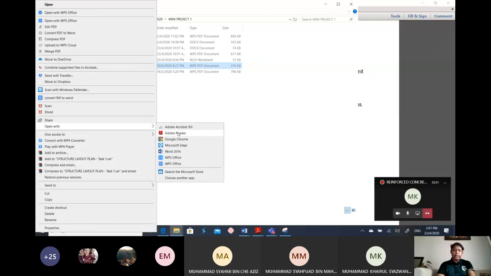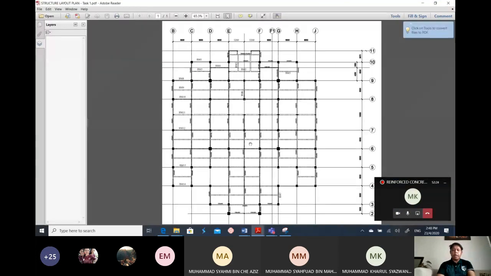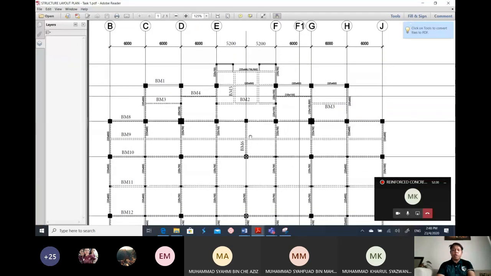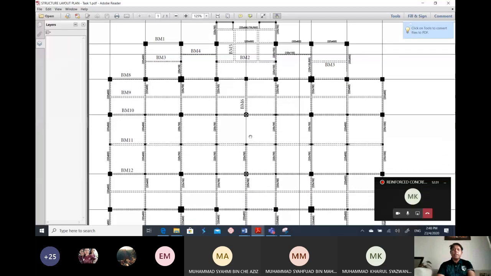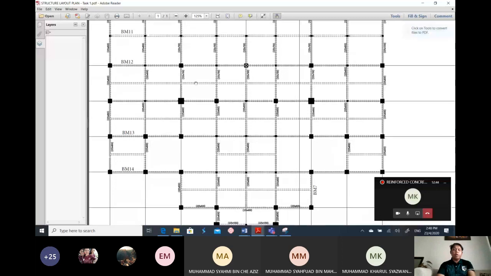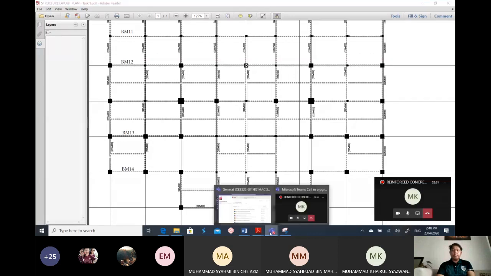So here is the given structure layout plan. In this structure layout plan, the beams that you have to design are already stated: beam 1, 2, 3, 4, 5, 6, 7 and 12. You boleh pilih your slab, which one is a two-way slab, which one is the one-way slab. For example, this one becomes a one-way slab lah. Here it will be your two-way slab. Mana-mana you boleh pilih. So I hope that you understand that.